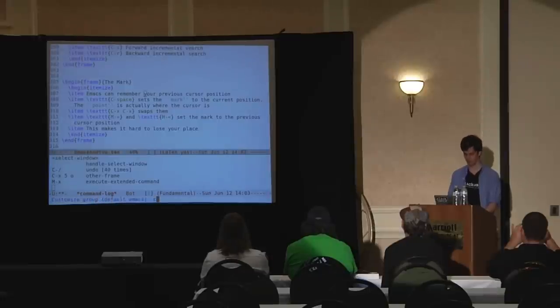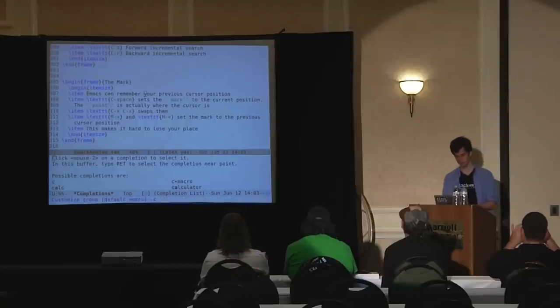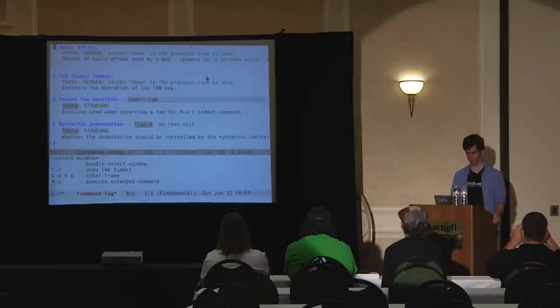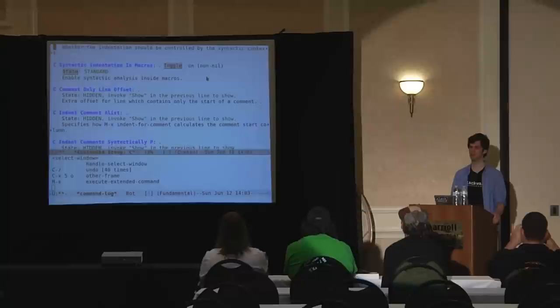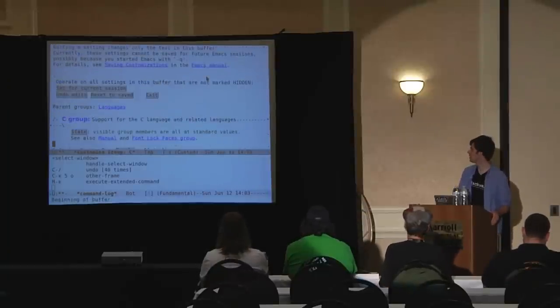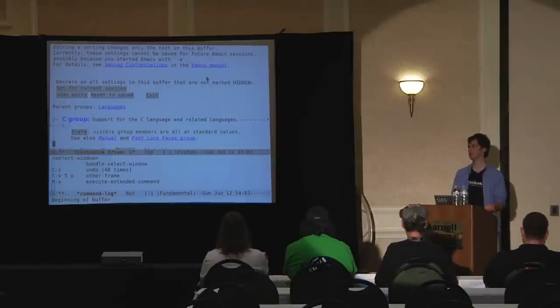Emacs is itself the root, and the group for C is just C. And here you go, all the variables related to the C programming language, and there are a lot of them. This also affects the C++ and Java and Objective-C modes because they're all kind of like C.